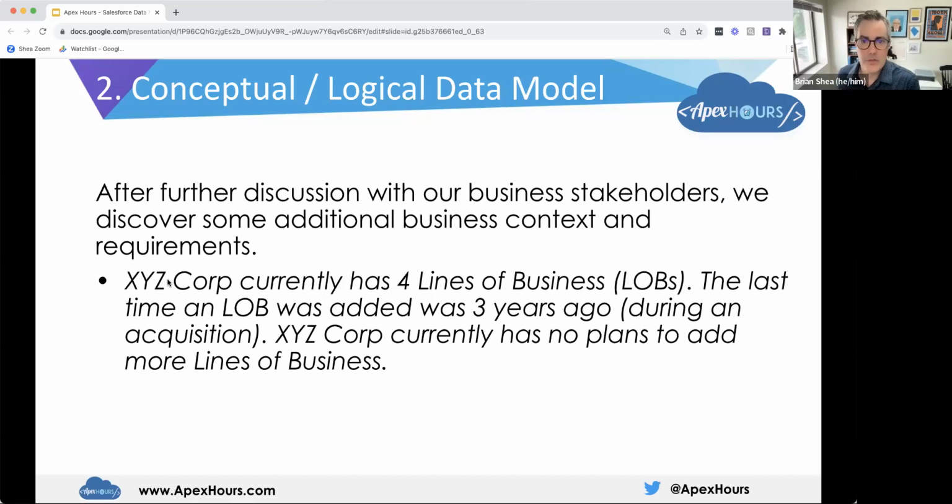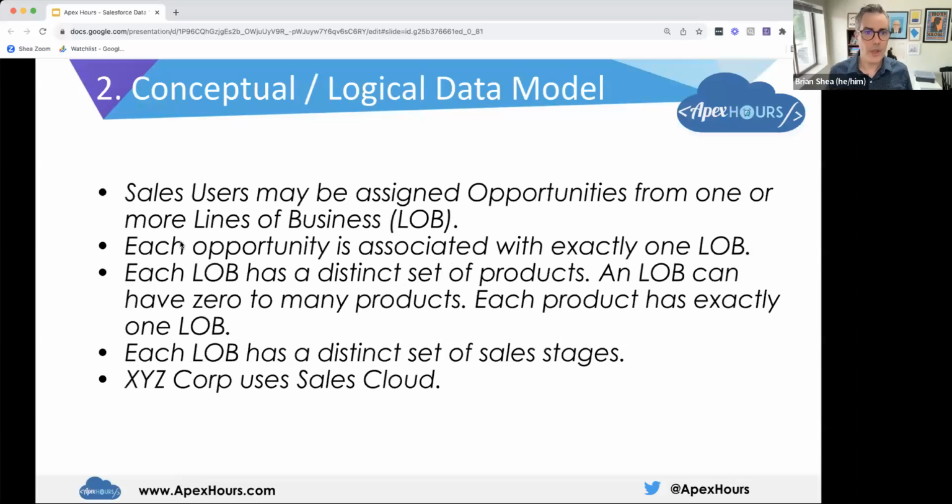XYZ Corporation currently has 4 lines of business, 4 LOBs. The last time an LOB was added was 3 years ago during an acquisition. And XYZ Corp currently has no plans to add more lines of business. So we've got 4 lines of business, and this statement implies that this is relatively stable. They've got 4 now. It's unlikely they're going to have 40 next year, right? Maybe they'll add 1, maybe they'll remove 1, but it seems relatively stable.